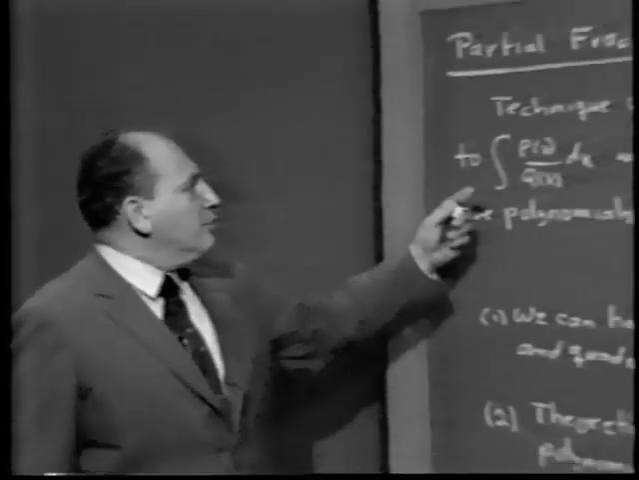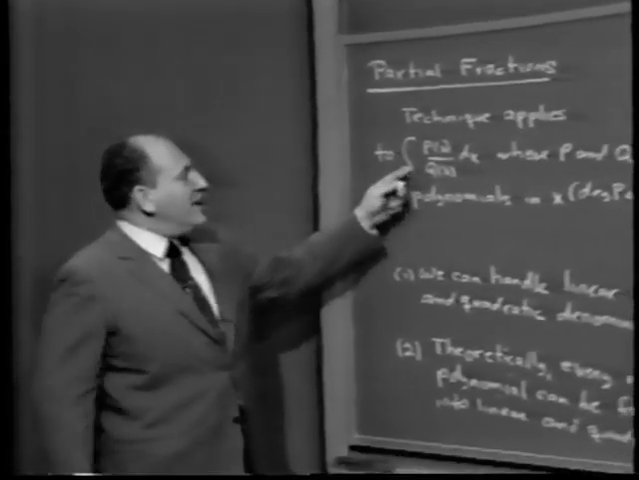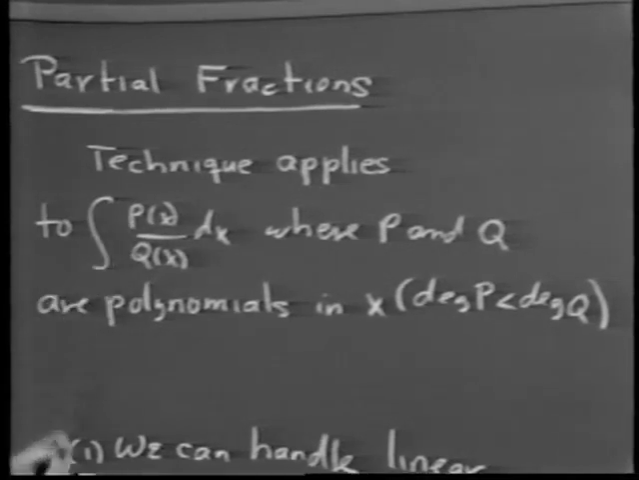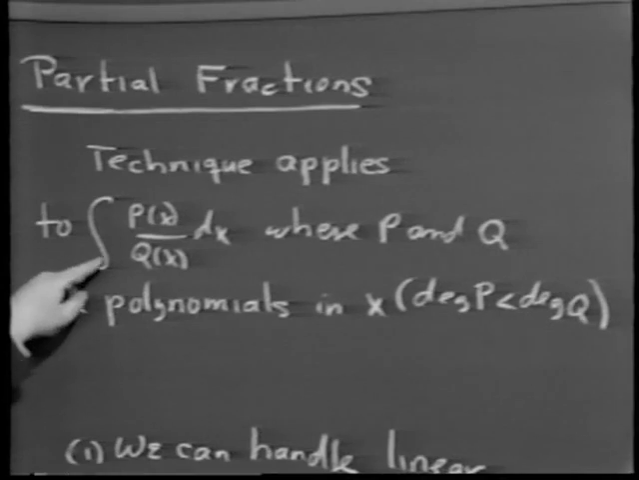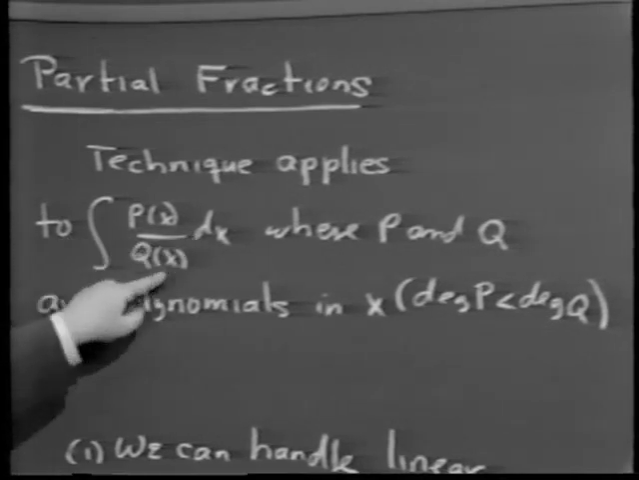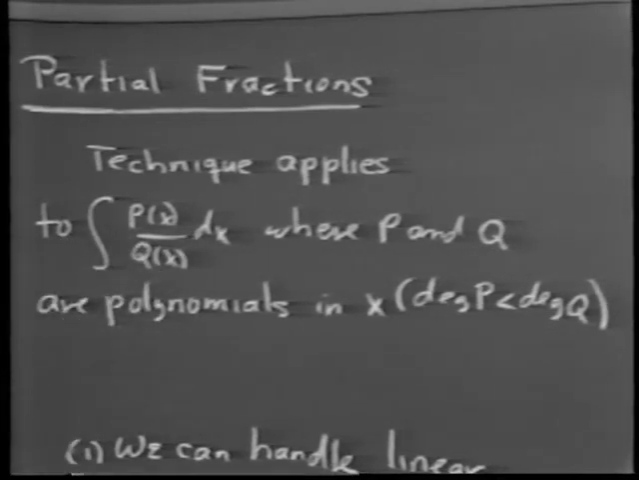Hi. Today we're going to learn a rather powerful technique called the technique of partial fractions that's particularly applicable for one special type of integrand. In particular, it's going to be applicable to the situation where the integral has the form, the quotient of two polynomials. In other words, suppose we have the integral of p of x dx over q of x, where p and q are both polynomials in x.